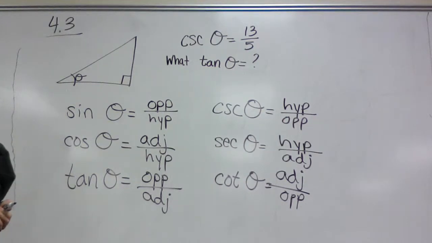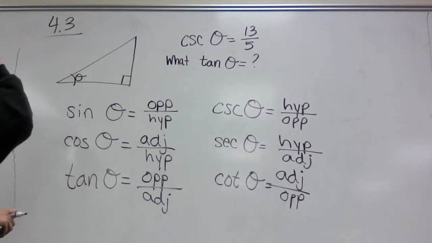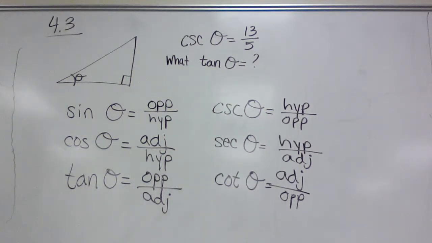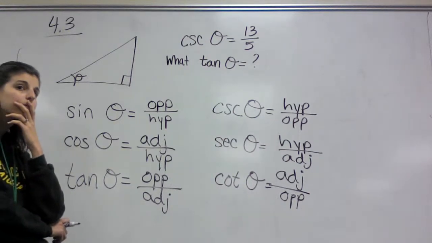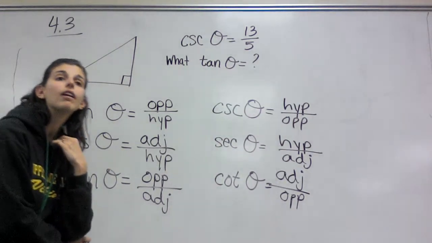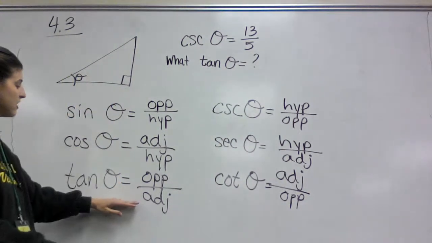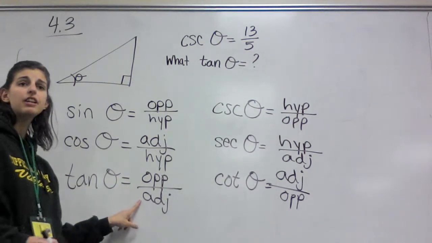Other thoughts? We could go about it that way. I should be clear. You can do that. Okay? It's just going to take some time. Yep. You already know what the cosecant is, so you already know the hypotenuse and the opposite side. Okay, for tangent of an angle, I need the opposite and the adjacent side.